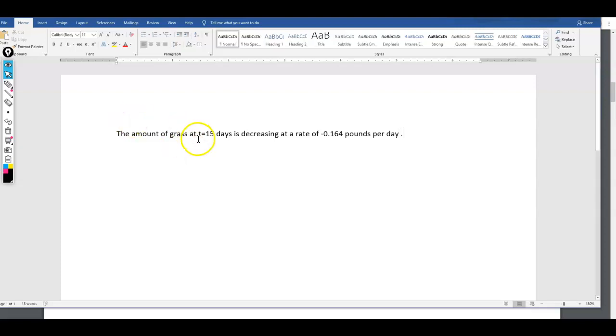And there it is. So we have our input units, we have our output units, and then we have the context, the fact that the amount of grass is decreasing at that time. There's your 3 components of a good interpretation.